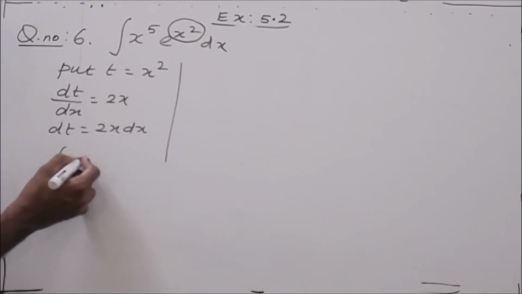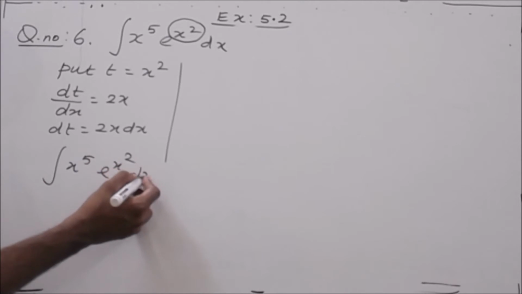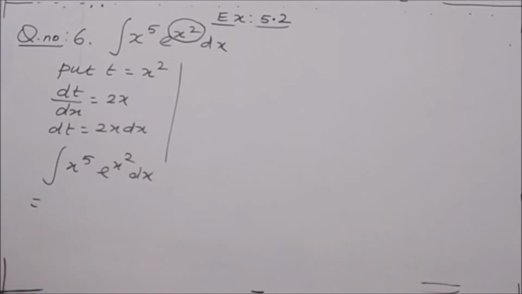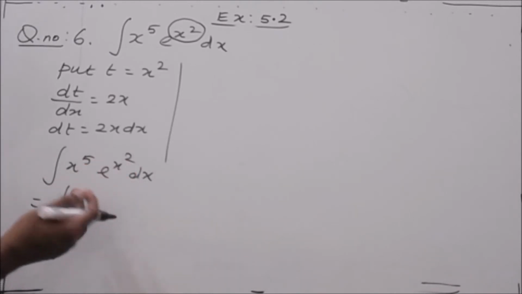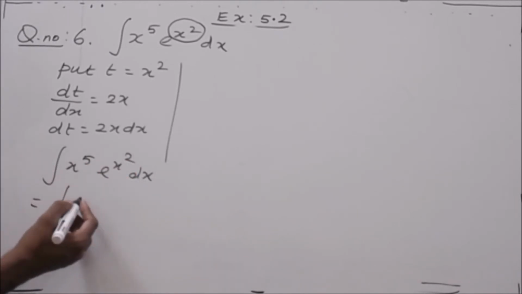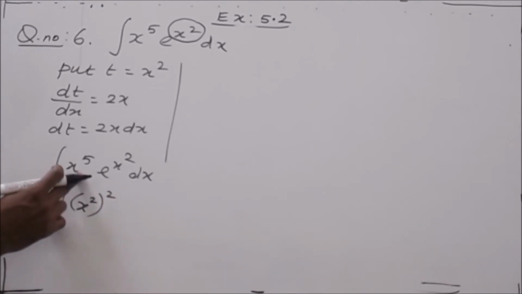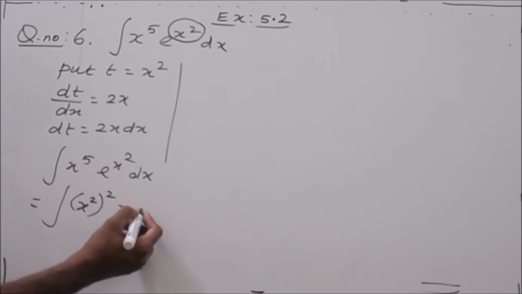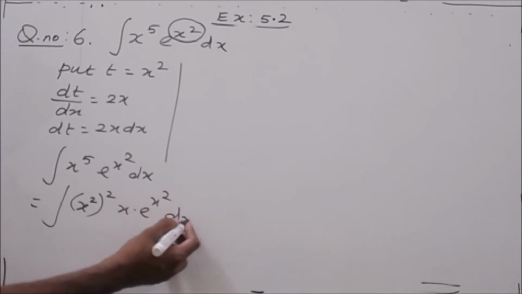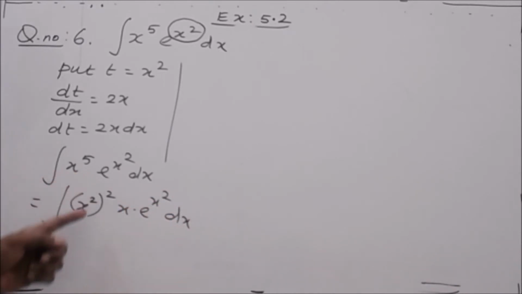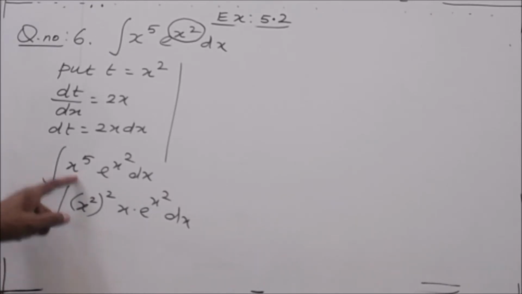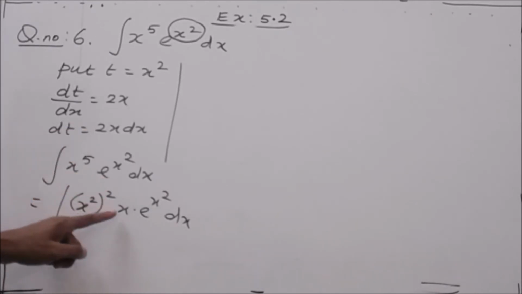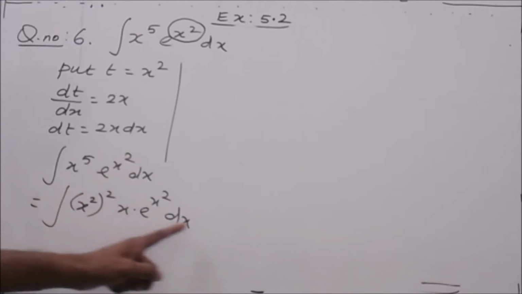Integral x power 5 e power x square dx will be equal to, we can simplify it more, integral, here we have x power 5, write in terms of x square as x square whole square, that is x power 4, then what remains, one x remains, so x into e power x square into dx. You can split the given problem in such a way: this is x square whole square, totally x power 4 here and one more x here, then e power x square into dx here.